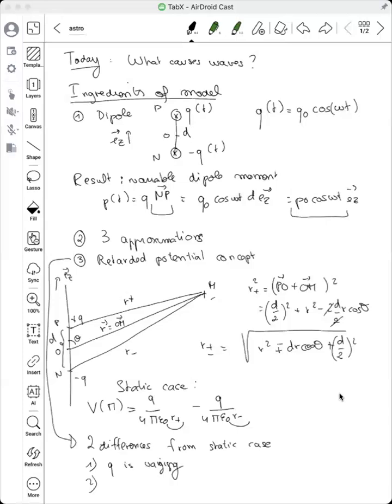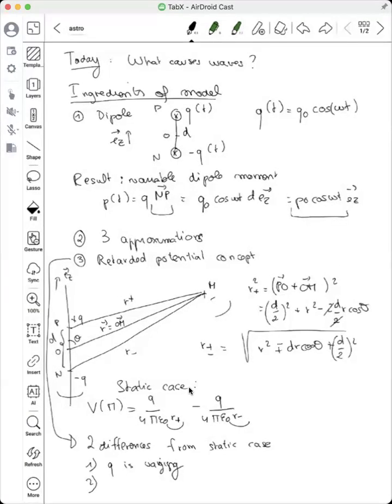Okay, and the second difference, and this is what brings me to this concept of retarded potential, is that in our case, I need to somehow take into account, because I'm talking about an electromagnetic wave, the fact that it takes time for the information to go from this area to this area, okay?